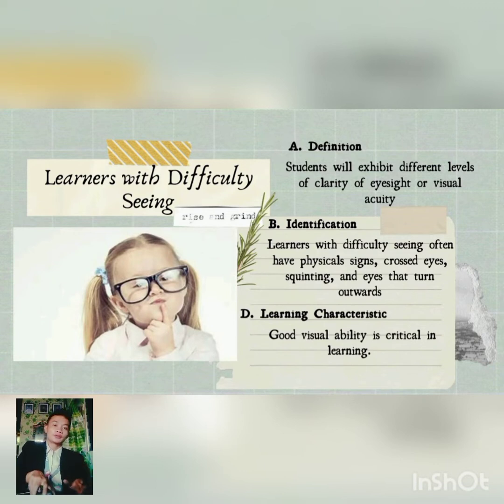So in our classroom, we should also consider that some of our students have difficulty seeing. Children with impaired seeing may not be able to achieve the right amount of learning. According to IDEA, the Individuals with Disabilities Education Act, the impairment can adversely affect a child's educational performance.